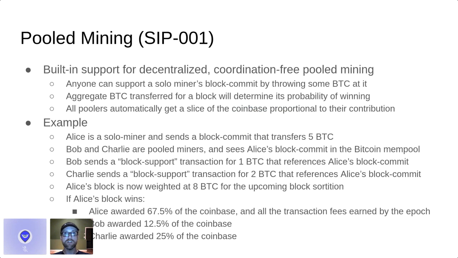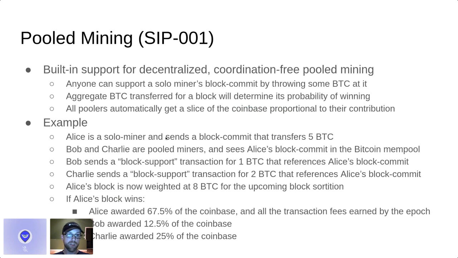So all the poolers, if that block wins, will get a portion of the Coinbase of the block that got selected. And this all happens without the block producers' knowledge, it all happens without the solo miners' knowledge, and it all happens without the poolers' knowledge. The only communication channel that exists between any of these is simply the Bitcoin mempool.